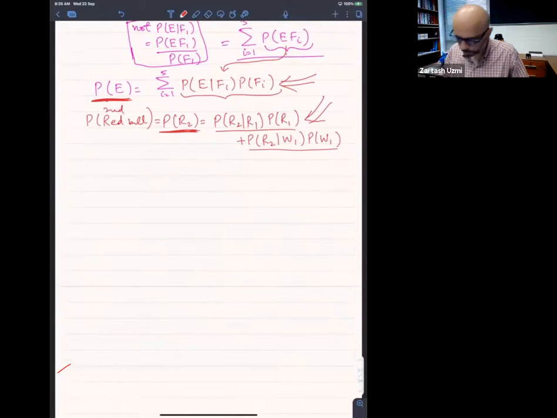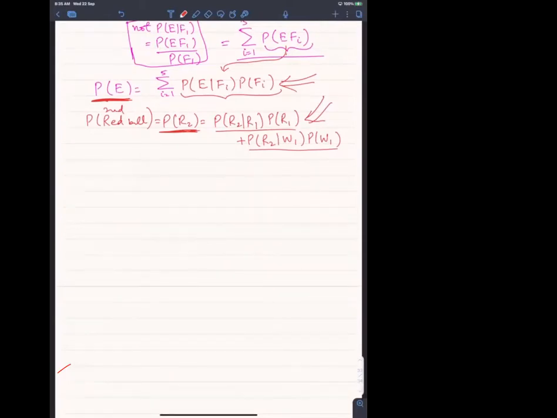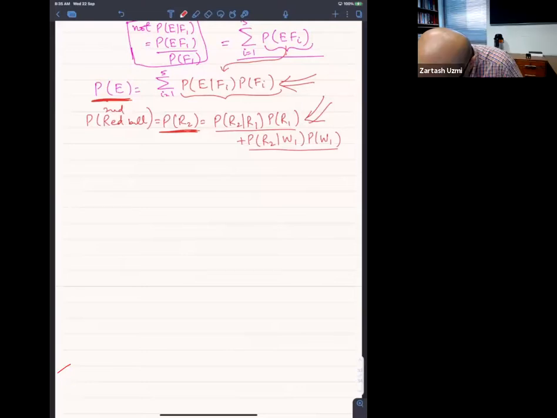Now, having said this, I'm going to talk about the Bayes rule. And Bayes rule is very interesting.